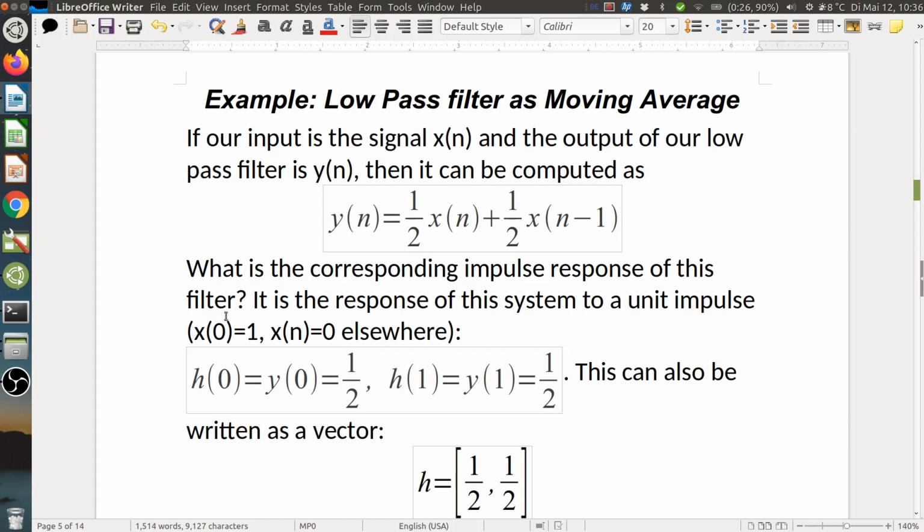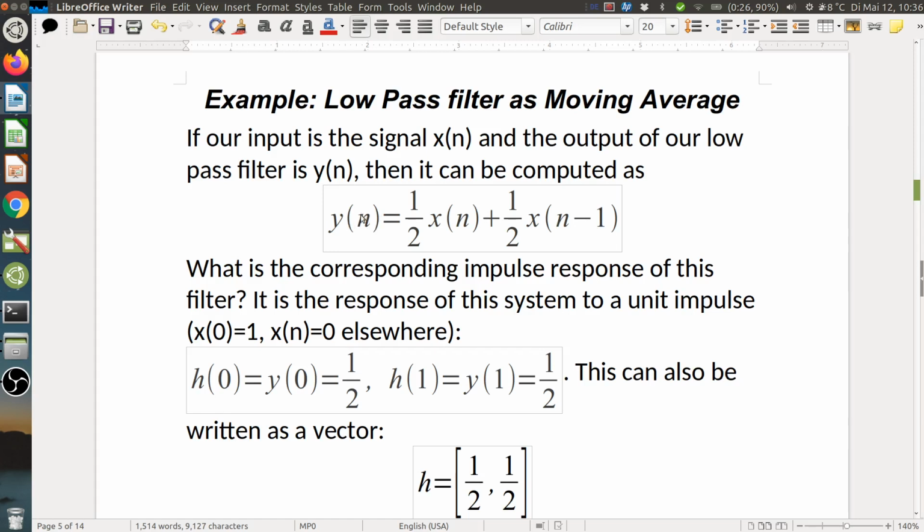So here's an example, a very simple filter which consists only of two coefficients, and this filter acts like a moving average operator. We have an input signal x of n, and the output of our low-pass filter is then y of n, and it can be computed as in this formula. You can see it's basically the running average of the past two samples, x of n and x of n minus 1.